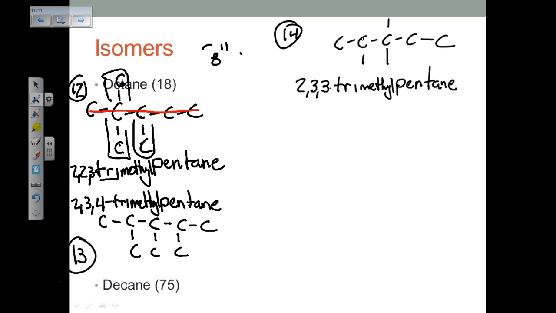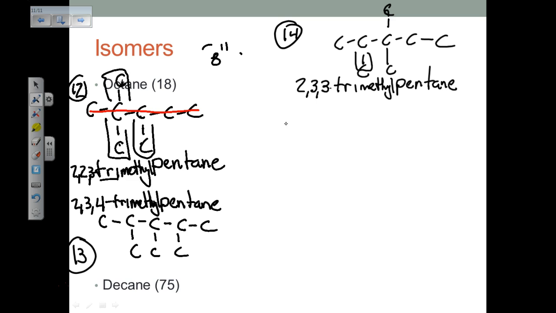1, 2, 3, and then 3. So that is a 2. Let me put the carbons on there. Name that carbon, that carbon, that carbon. So 2 is where that methyl is, and then 3,3 trimethyl.